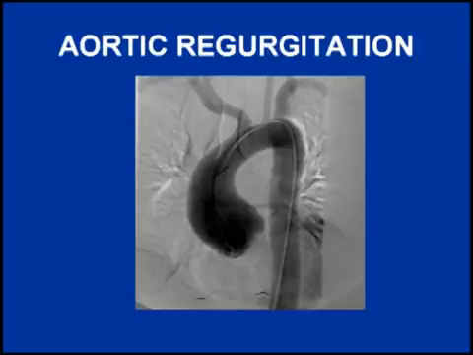If aortic regurgitation is heard to the right of the sternum, then aortic root pathology, such as an aortic aneurysm, should be suspected.